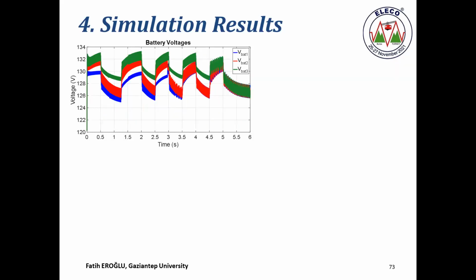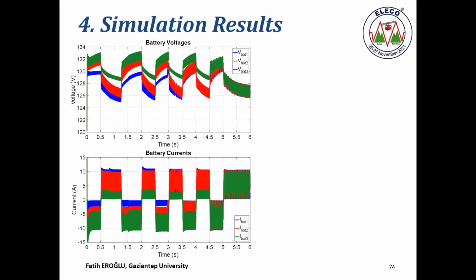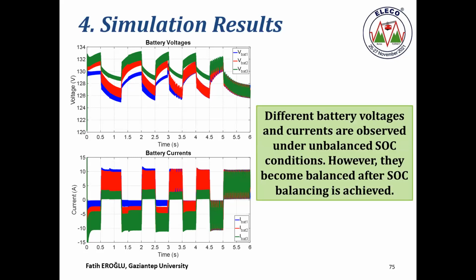These are the last two graphs of our work. The first one is battery voltages, and the second one is battery currents. It's visible that both battery voltages and currents are different under unbalanced SOC conditions. However, when SOCs are balanced, they become equal as expected.